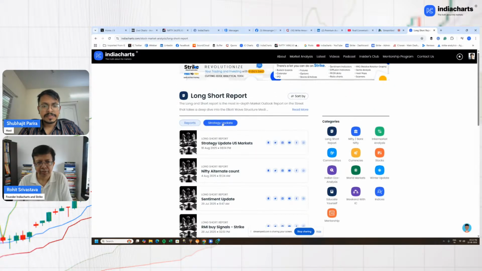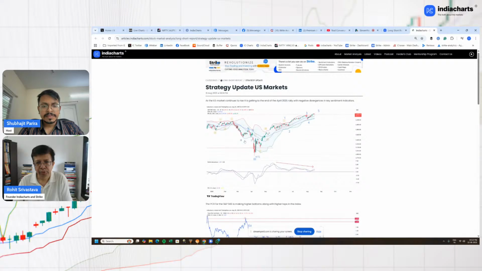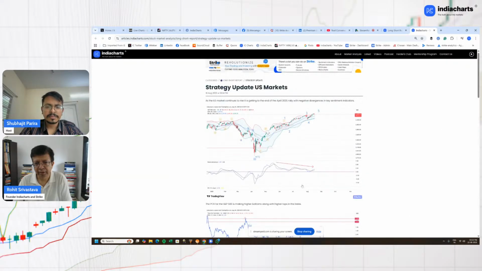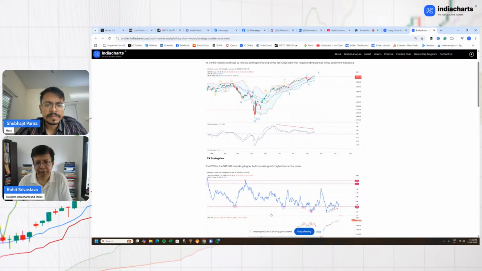Okay, so here, strategy update on US markets. This is something I wrote two days ago. We can take it one image at a time. This is the Nasdaq or the S&P. Essentially, you could see a very clear 5 wave at the end of this. So you're looking at an end point. You have a couple of things happening in the US market.